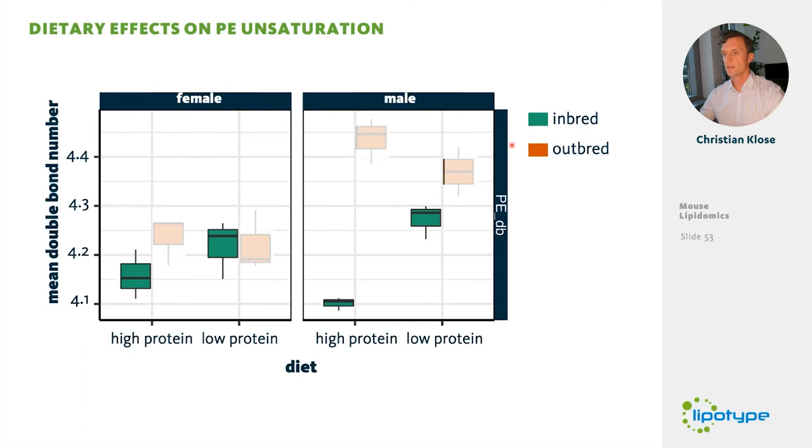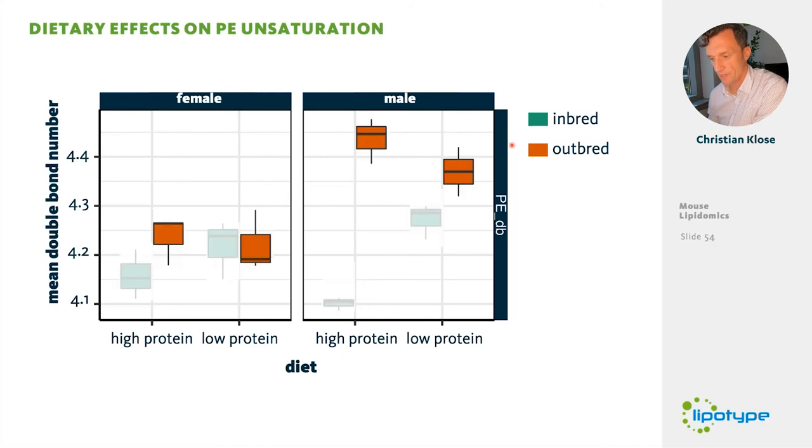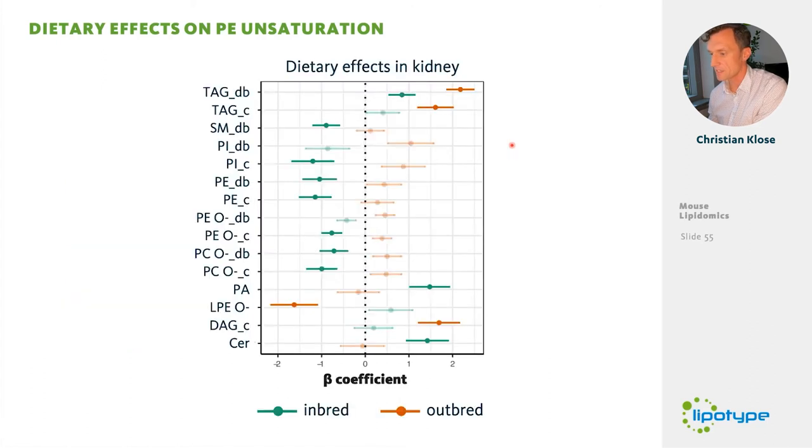What we observed was that in inbred mice, we see a reduction of the number of double bonds in PE on high protein diet as compared to low protein diet. However, when we look at the outbred mouse strain, we see an increase of the number of double bonds in high protein diet as compared to low protein diet. That led us to do a more systematic analysis, because we thought maybe there is a systematic differential effect here. So we did, again, a multiple linear regression analysis, and this time we included interaction terms for diet, sex, and genotype in order to identify sex and genotype-specific dietary effects.